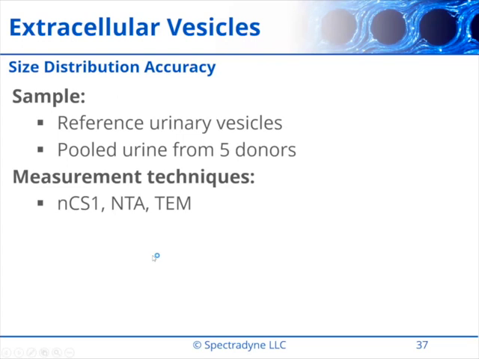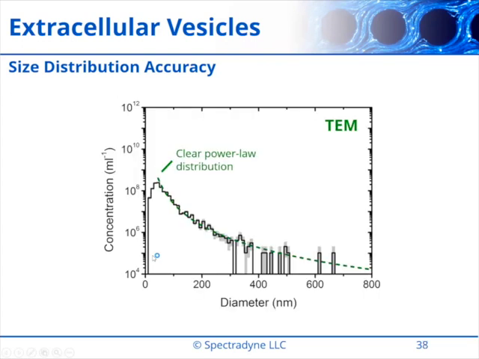So first, TEM, which is used as a reference. I think everyone knows TEM is a very powerful technology. It's difficult to use, slow, expensive, but if you're willing to take the time to do a careful TEM measurement, it's hard to beat it. In this case, the TEM measurement shows a clear power law distribution of these vesicles going down to about 50 nanometers, okay? So we're using that as the reference.